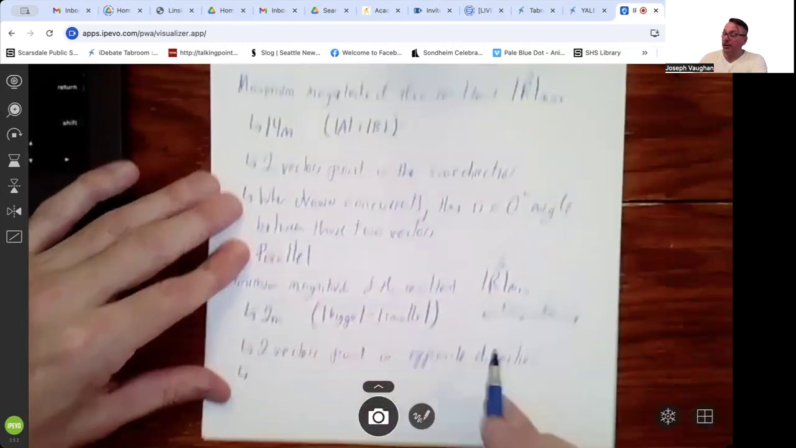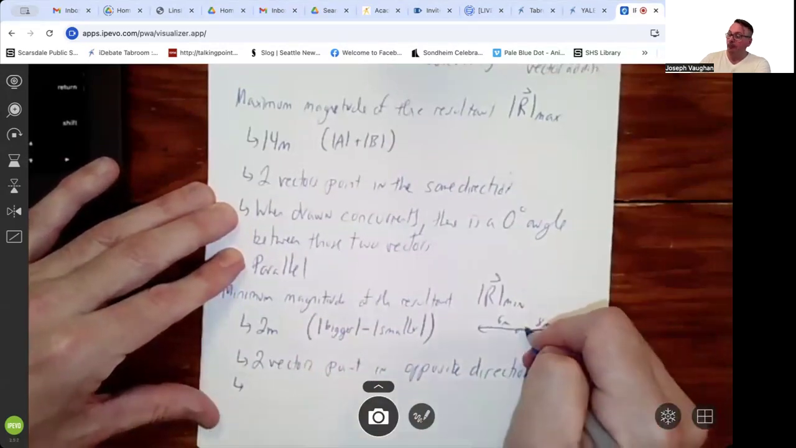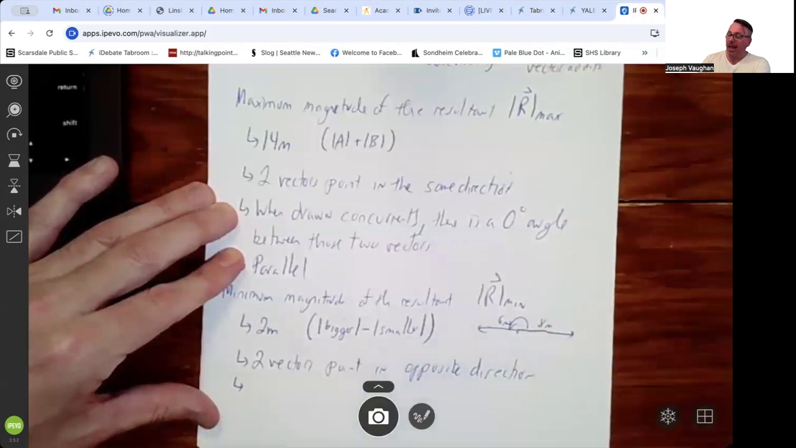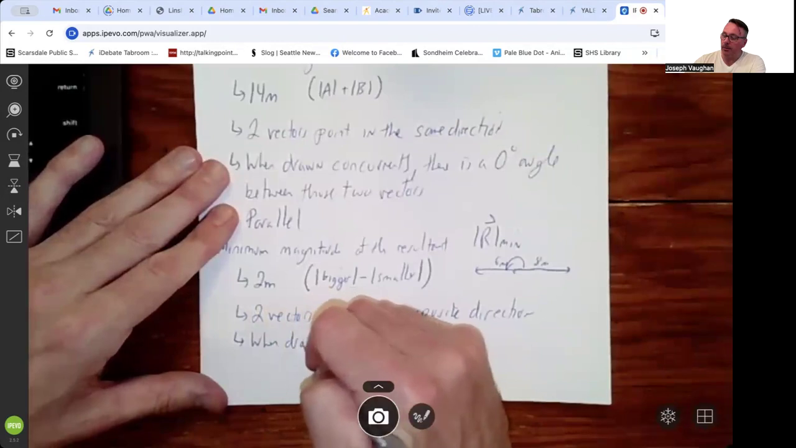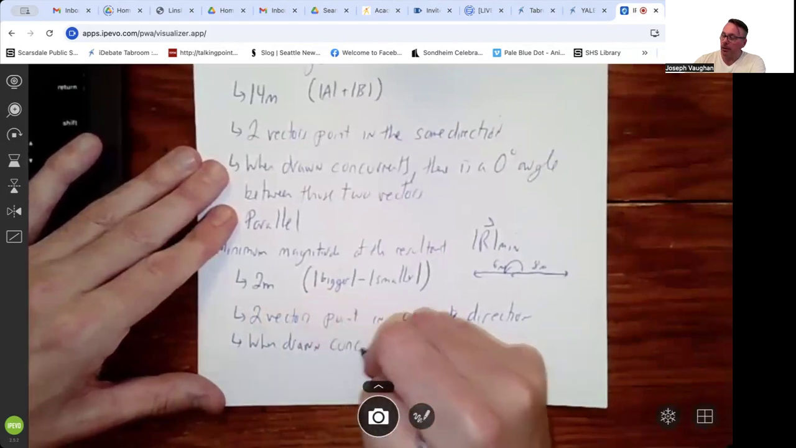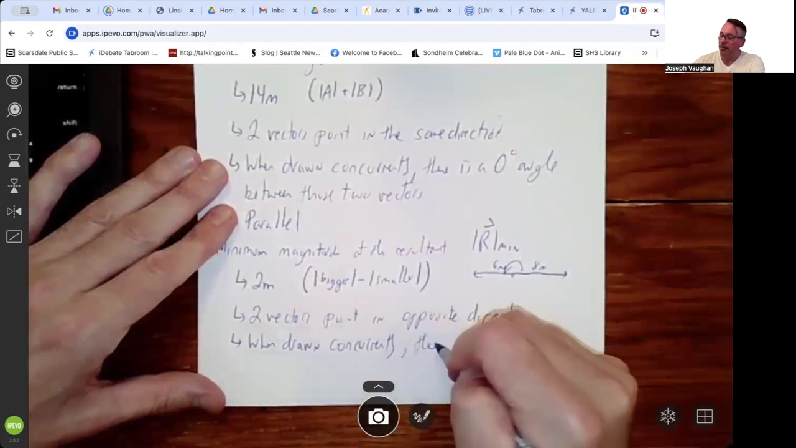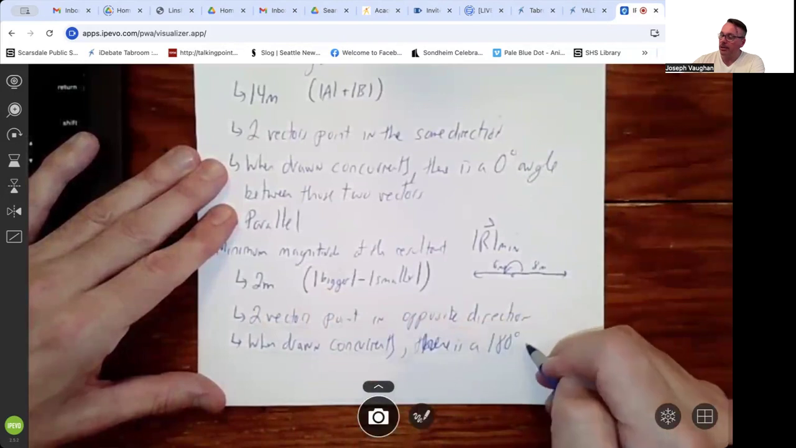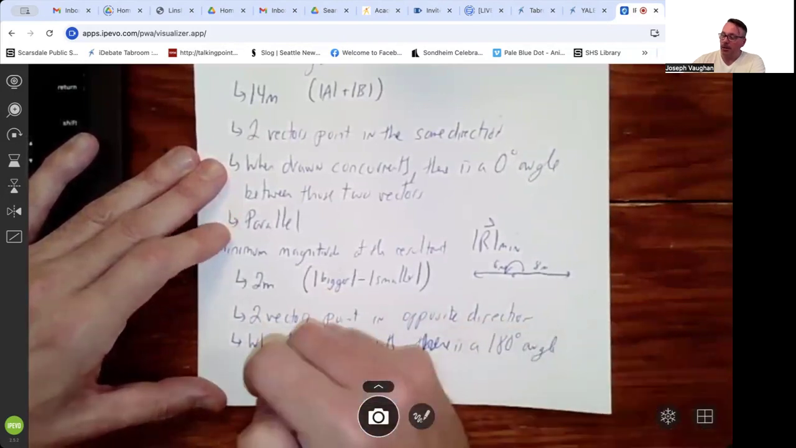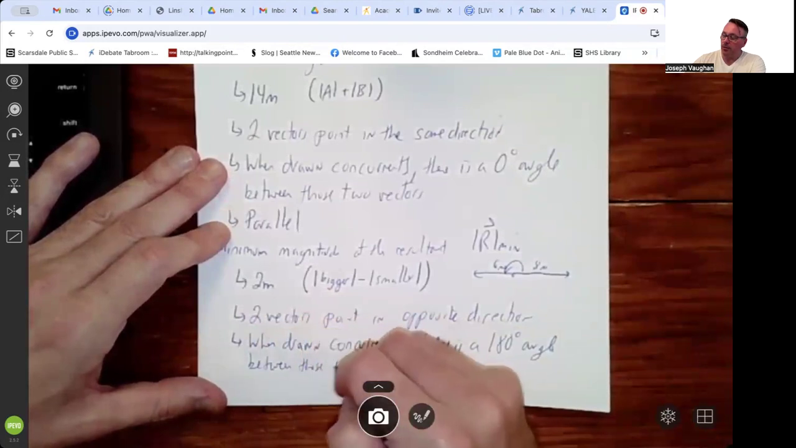So when drawn concurrently, and there we go, what's the angle between these two vectors? Hopefully this diagram helps you see that the angle is 180 degrees. So when drawn concurrently, there is a 180-degree angle between those two vectors.